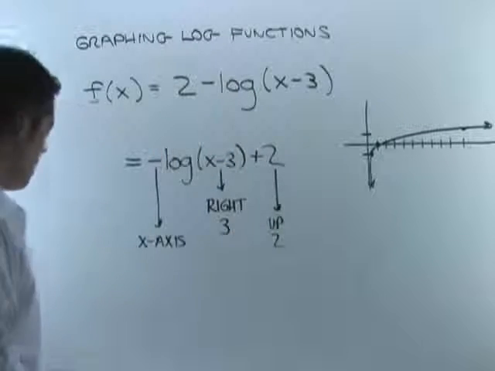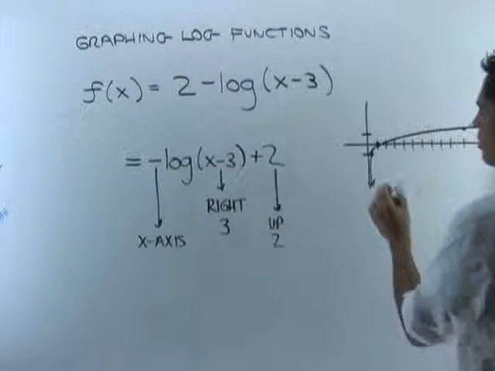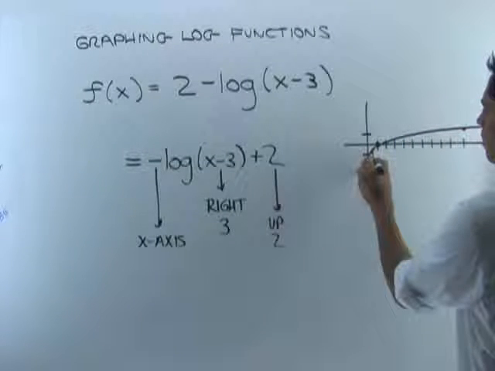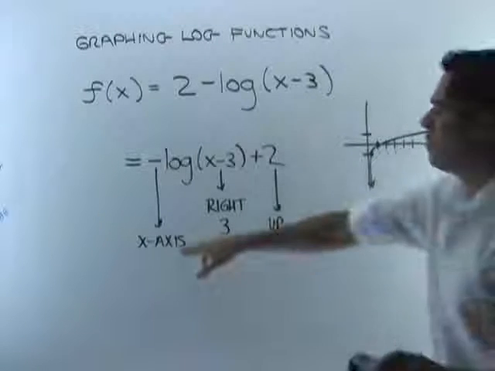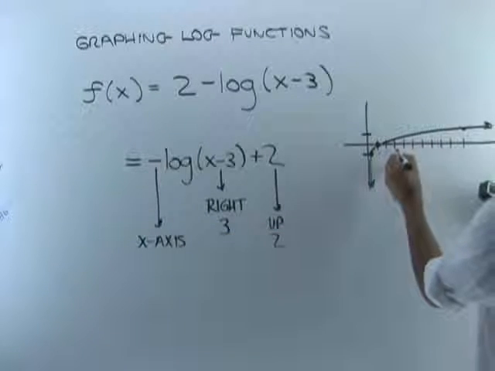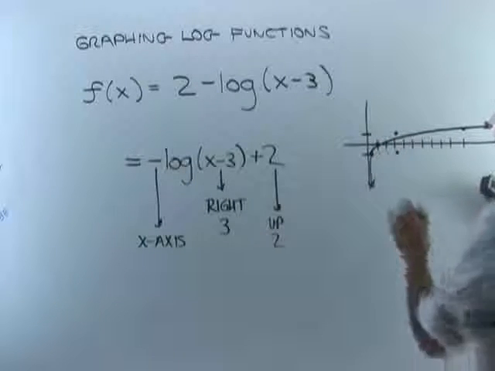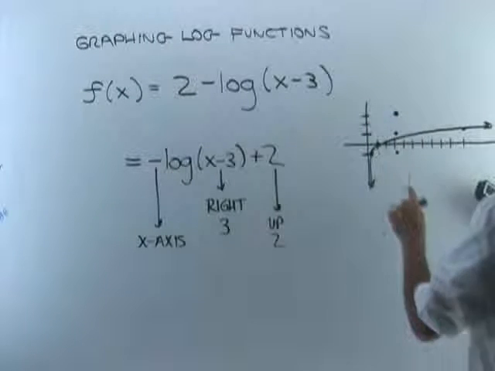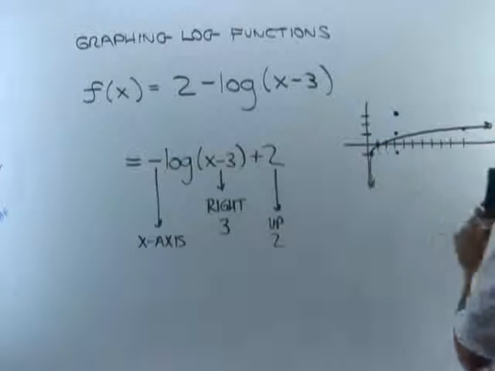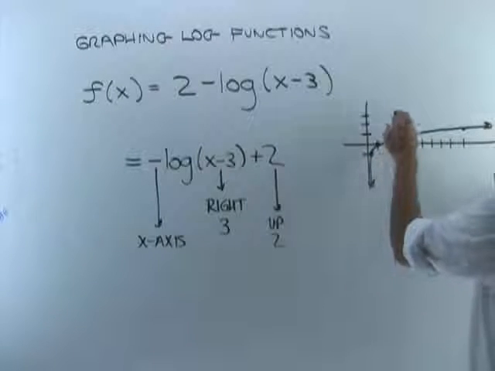So let's do that one piece at a time. I'm going to move every single point to the right 3. So this point comes to the right 3. 1, 2, 3. I have a point. It gets reflected over the x-axis, so instead of being down 1, it comes up 1. And then it moves up 2. So I move it up 2. There's my point. I'm going to kind of just go back through that. I moved that point to the right 3. I reflected over the x-axis, and then I moved it up 2.